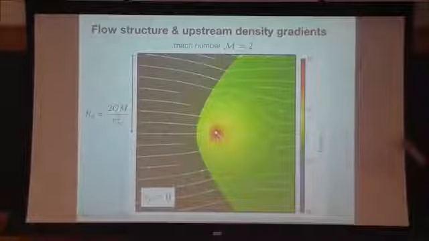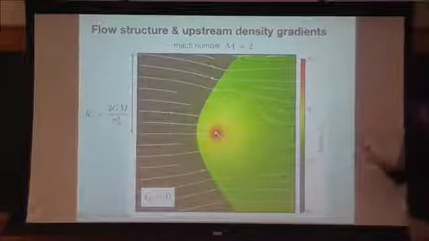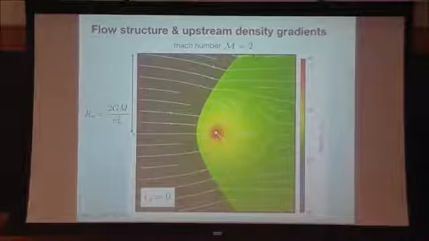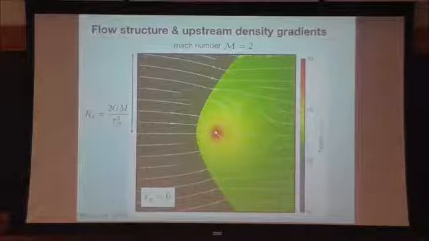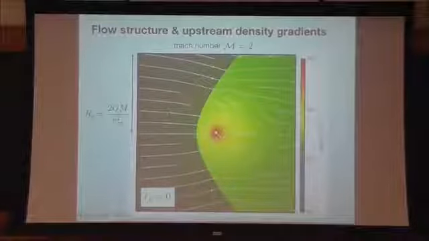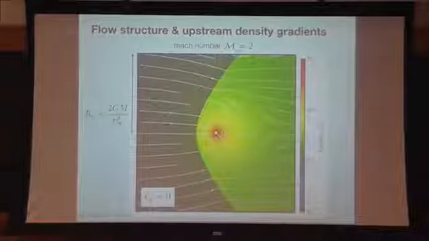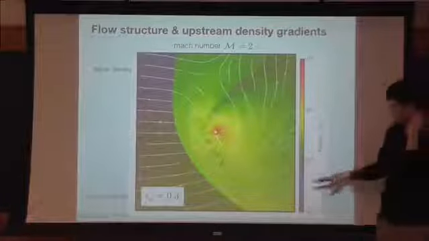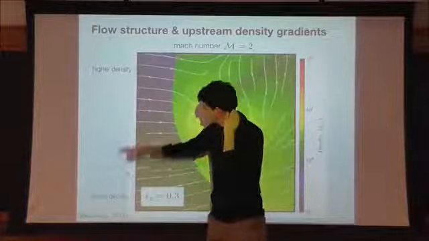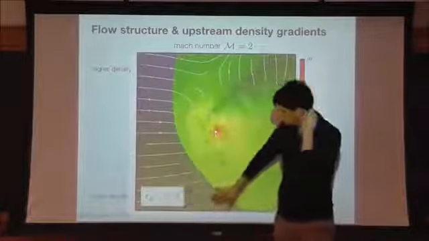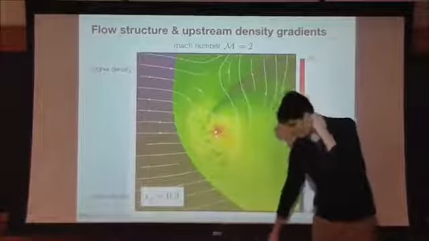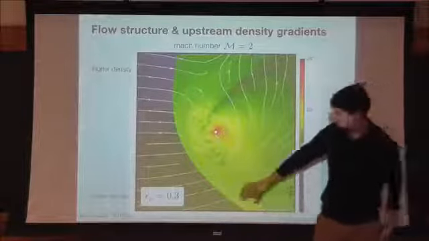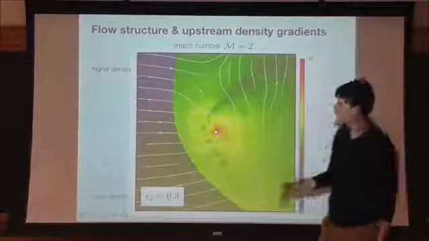So what I want to show in the next few slides is the effect of the density gradient on these flows and how it qualitatively changes what these things look like. If I add a density gradient, actually these are wrong, I'm sorry. So this is high density, the center of the star is down here. This is high density material and that's low density material.